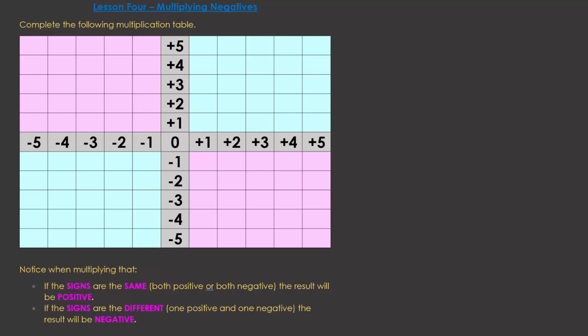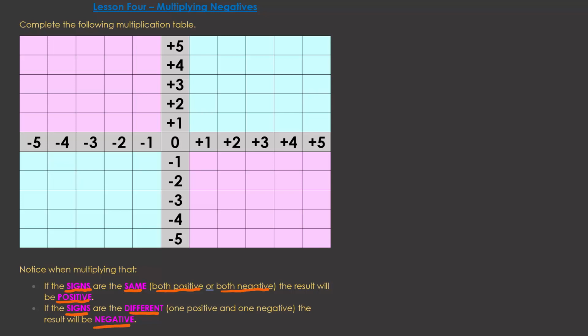So we want to complete the multiplication table. If the signs are the same, so both positive or both negative, the result is positive. So it's very much like the adjacent signs. If the signs are different, the result will be negative.